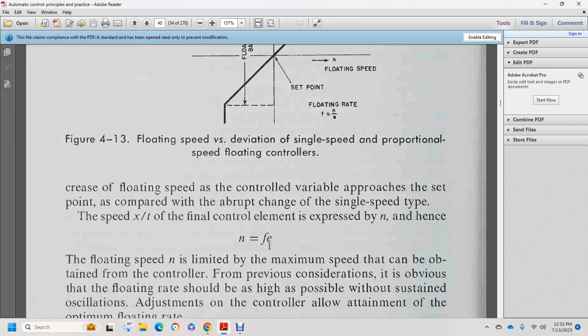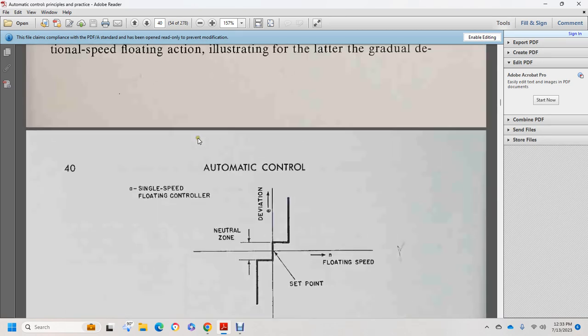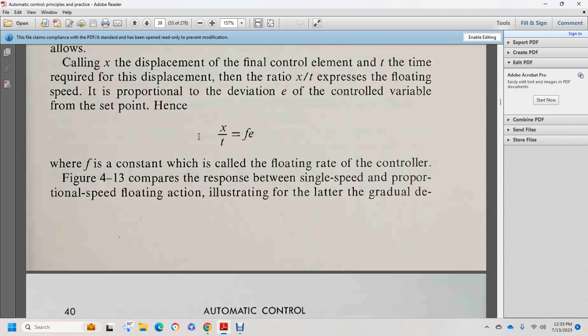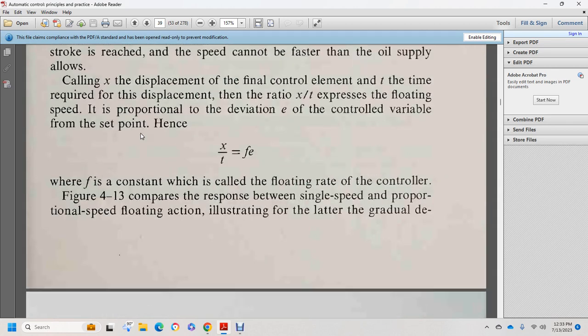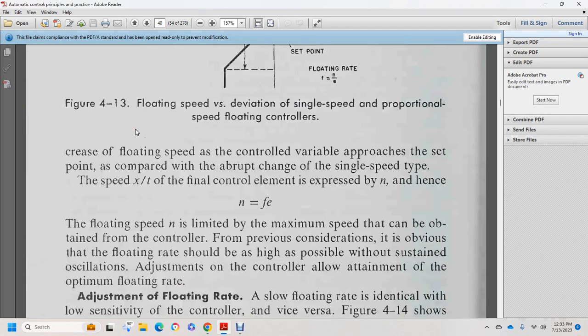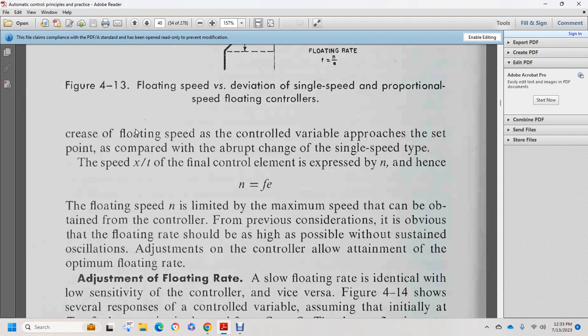The speed xt of the final control element is expressed by n, so the final control element speed is equal to the floating rate of the controller times e, the deviation of the control variable from the set point. Floating speed is limited to the maximum speed, but the object of the floating rate should be as high as possible without sustained oscillation. Adjustment of the control allows the attainment of the optimum floating rate.